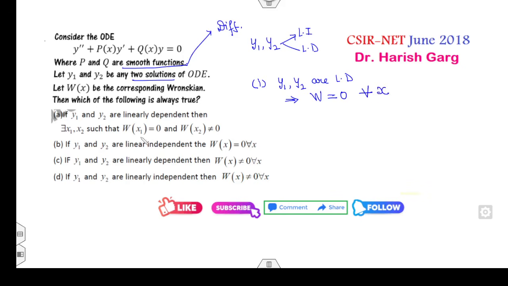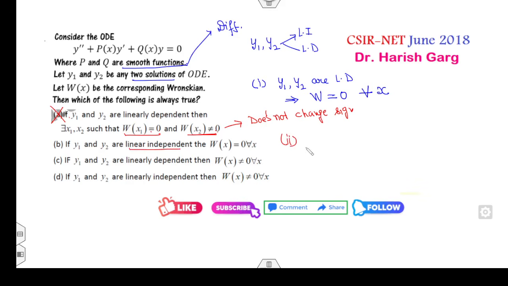ये तो प्रॉपर्टी है, लेकिन यहाँ पे क्या कह रहा है? Wronskian is 0 for some x while for some is non-zero. That option is cancelled. Again, you can see we all know Wronskian does not change the sign. फाइन. यहाँ पे तो कह रहा है कुछ किसी एक के लिए पॉजिटिव हो गया, किसी एक के लिए नेगेटिव हो गया, किसी के लिए 0 हो गया. दैट इज नॉट पॉसिबल.